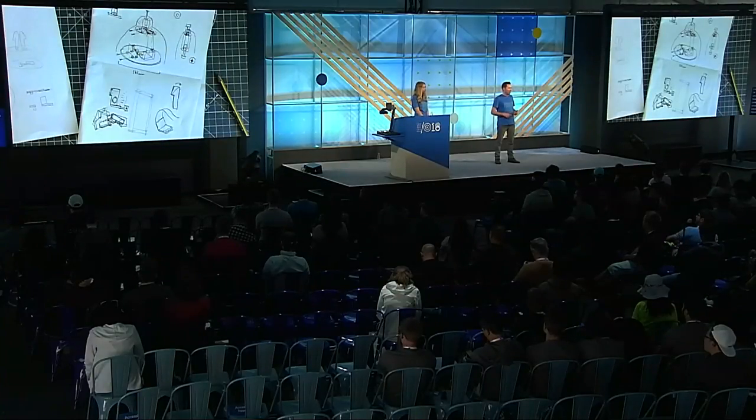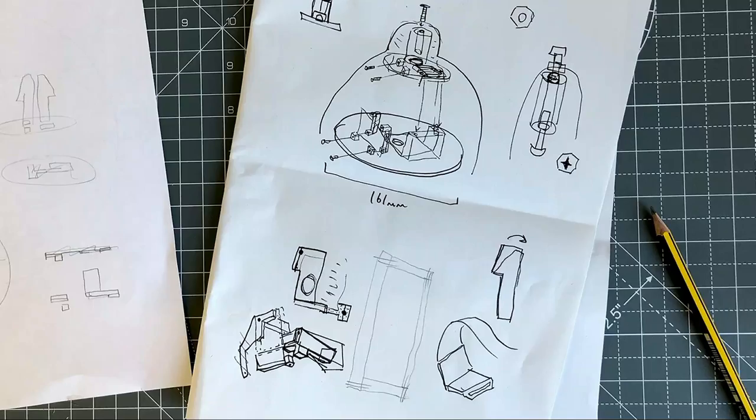So again, we went back to sketching to think about how the housing may come together. If we were thinking about a lamp and the parts that needed to go in it, well, as I mentioned earlier, we'd need the Raspberry Pi board, we'd need some sort of projector, and it would have to start to fit inside of this specific shape.